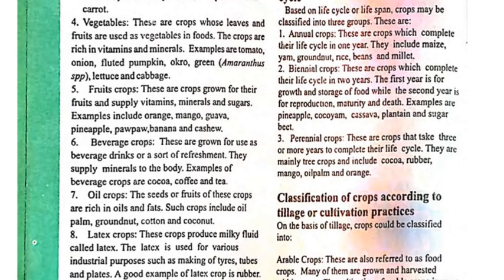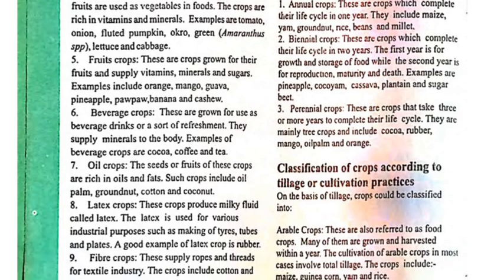Alright, so we have fruit crops. These are crops grown for their fruits and supply vitamins, minerals, sugars. Examples include orange, mango, guava, pineapple, pawpaw, banana, cashew. You know the rest. We have beverage crops. These are grown for use as beverage drinks or a sort of refreshment. They supply minerals to the body. Examples of beverage crops are cocoa, coffee, and tea.